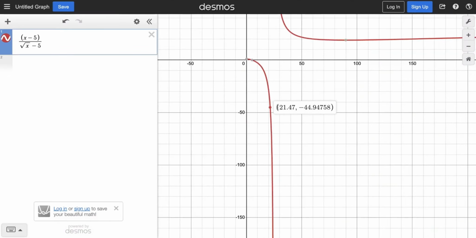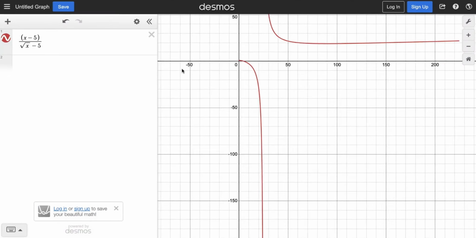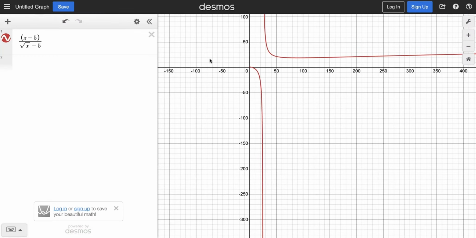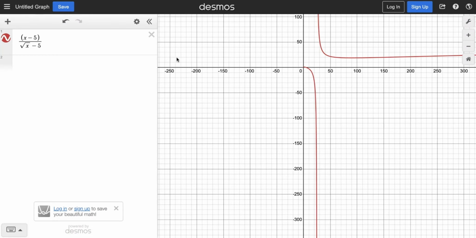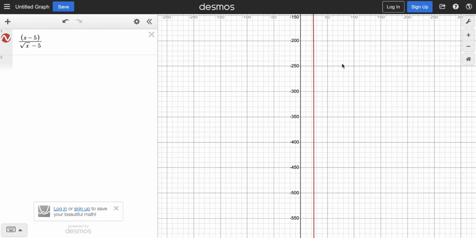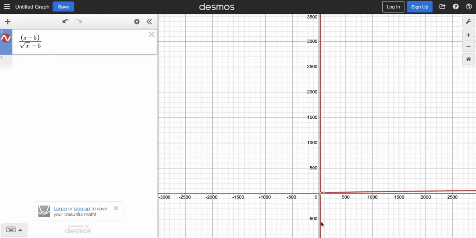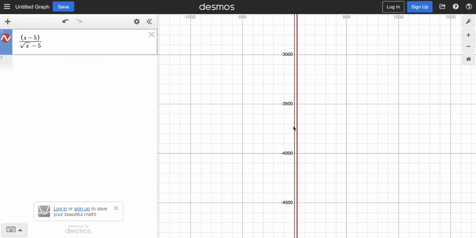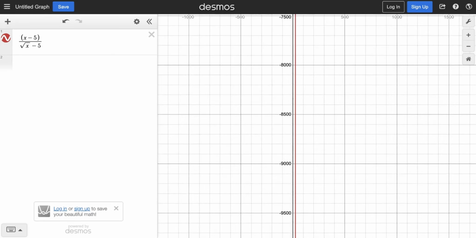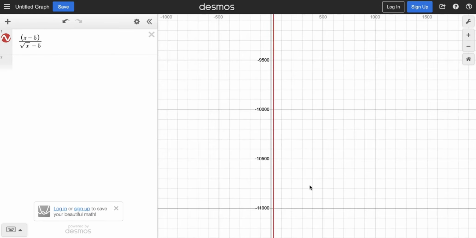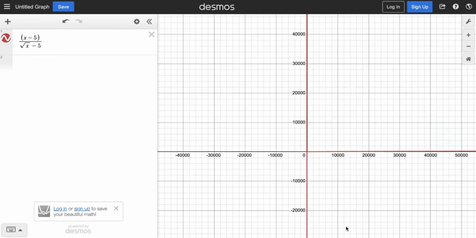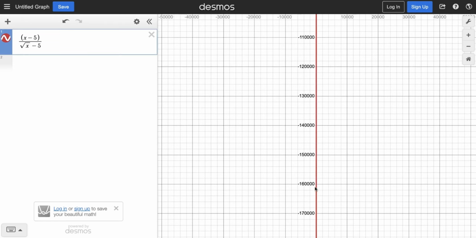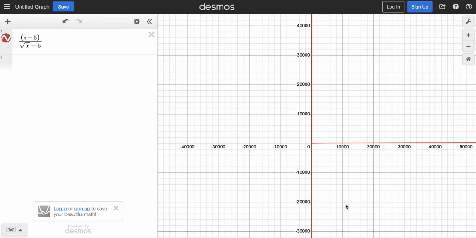All right. So as x approaches 25 from the negative side, let's say we look at it from the negative side. So we're going from the negative side right over here, and we're looking at the limit from the negative side. Notice how as x approaches 25, our y value just gets lower and lower and lower, all the way out to negative infinity. I can zoom out as far as possible, it's still going to go down to negative infinity.